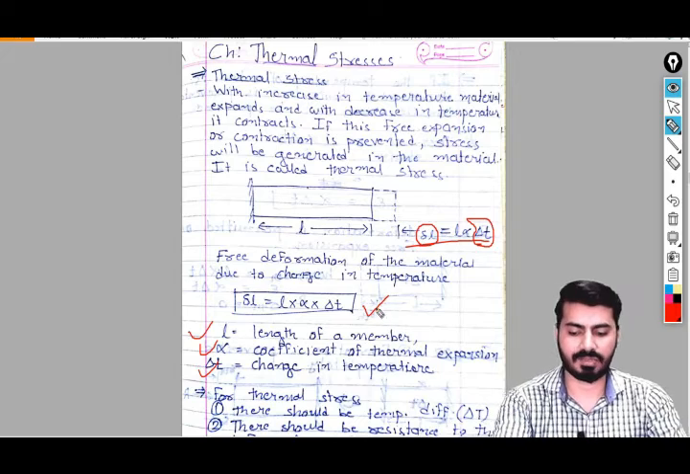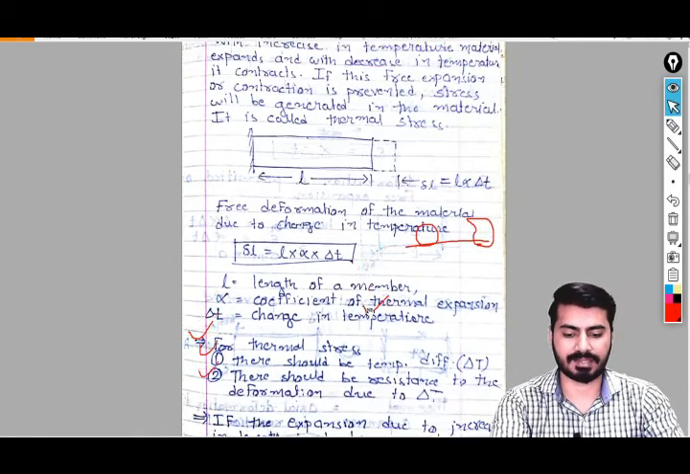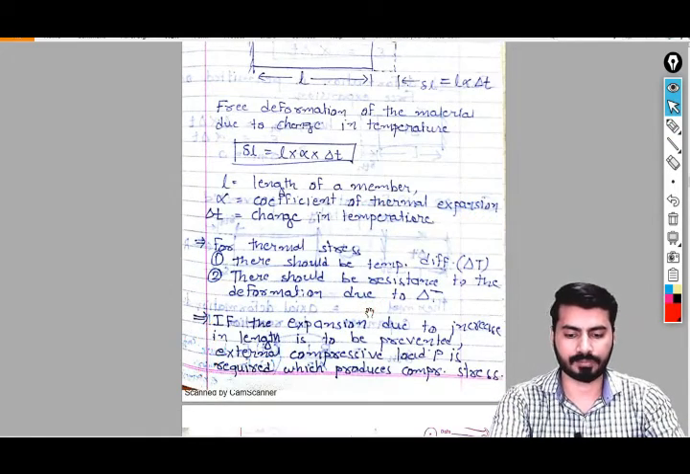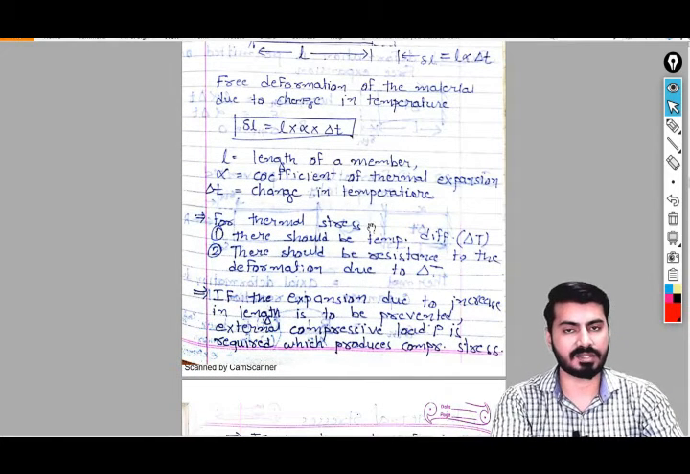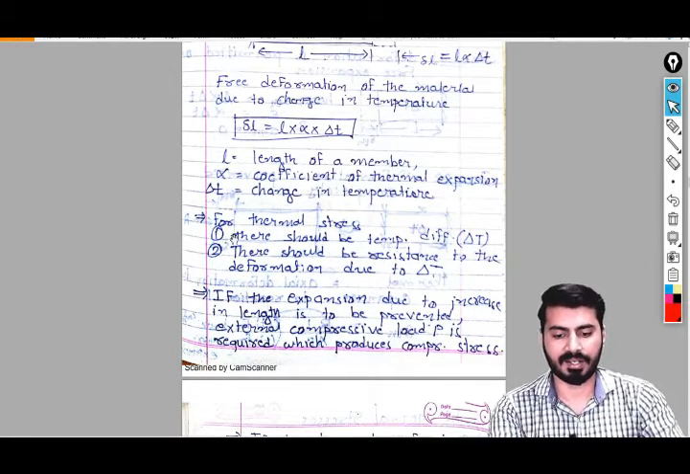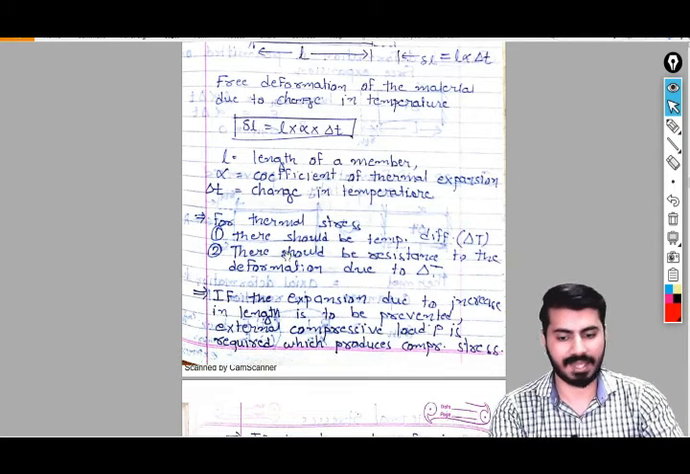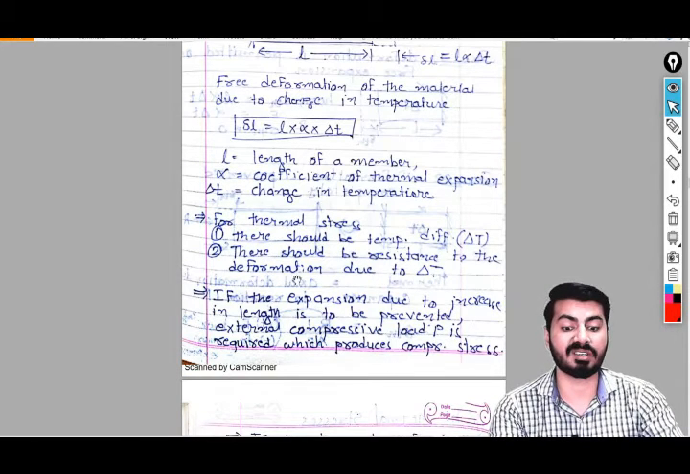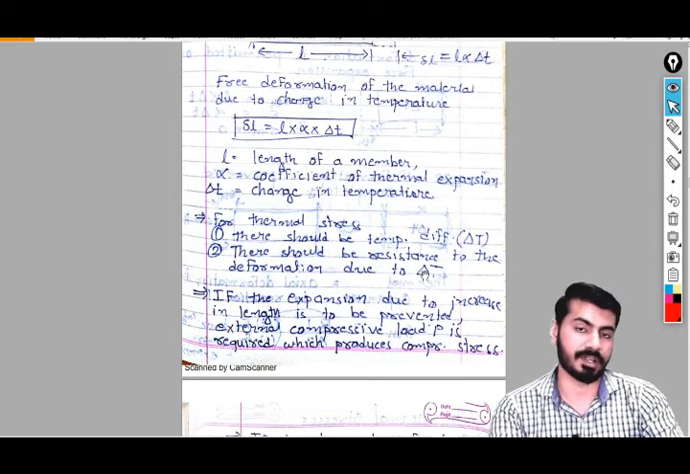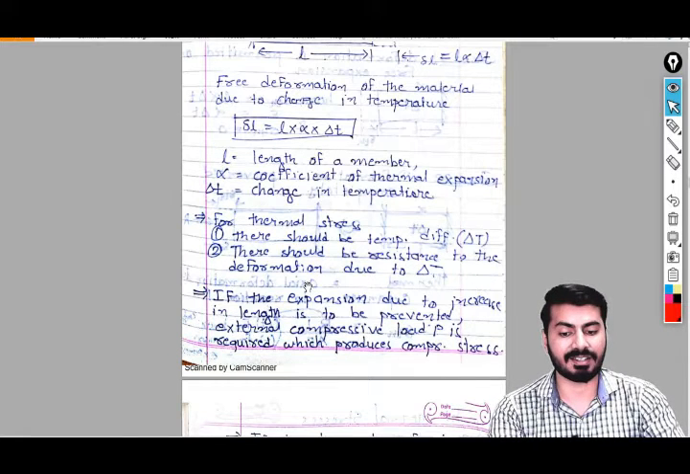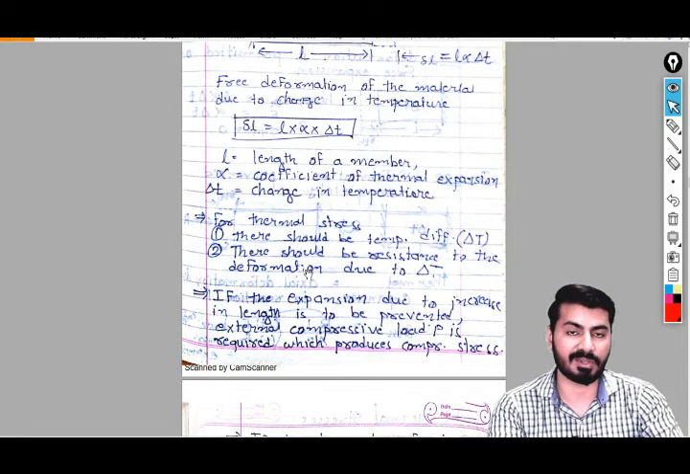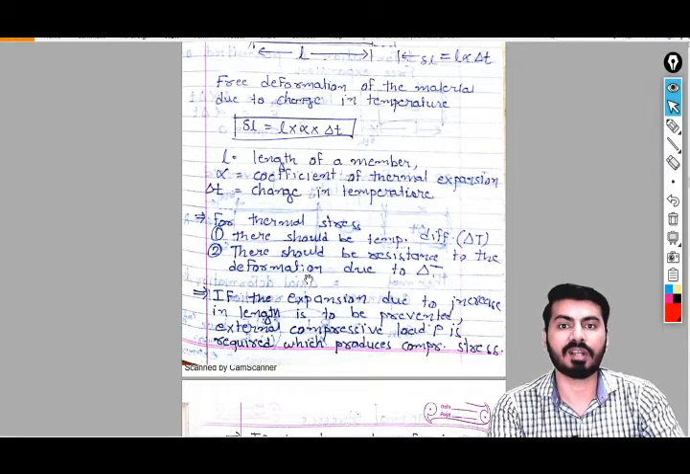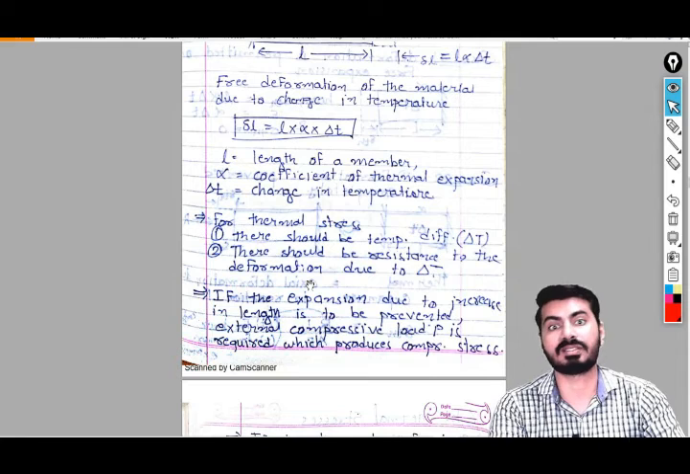Thermal stress requires 2 different conditions, and I just covered both of them. That is, there should be a temperature difference, and there should be a resistance to the deformation due to the temperature difference. If one of these conditions is not satisfied, then the body will not suffer thermal stress.